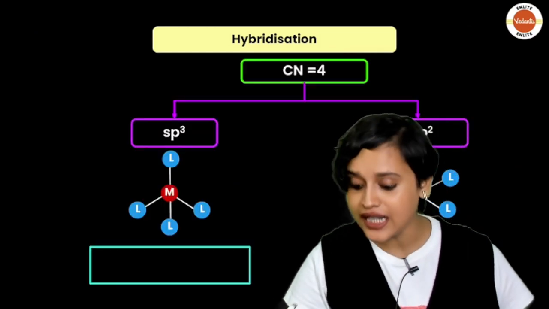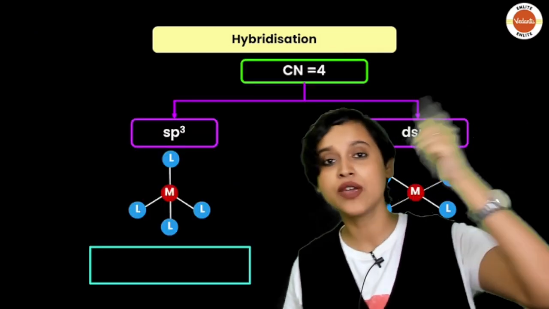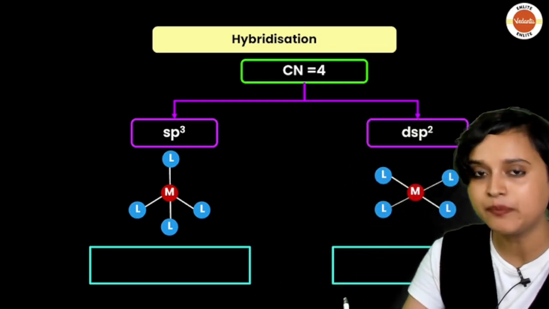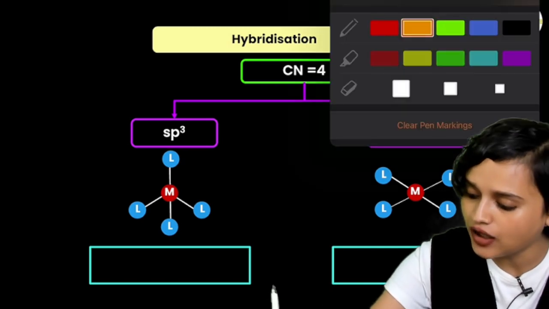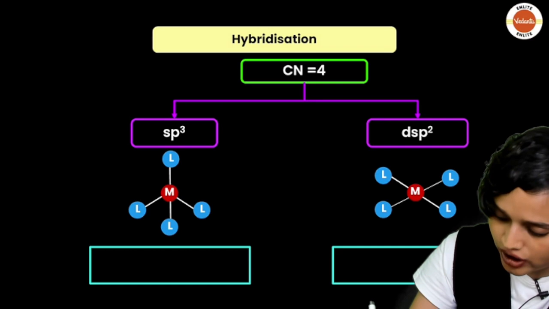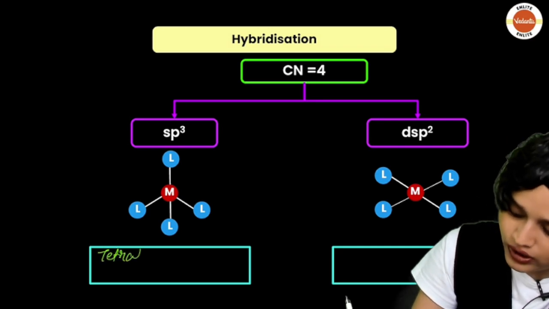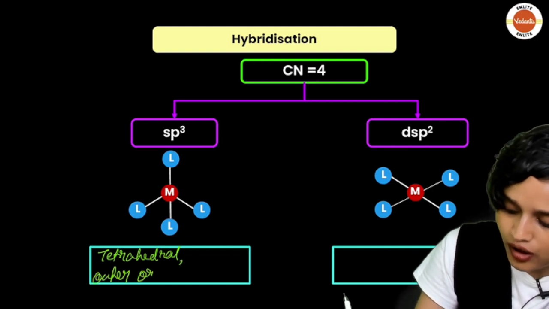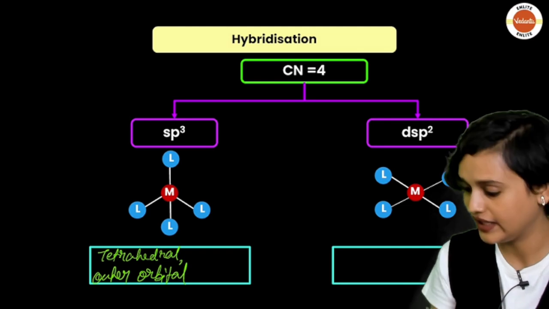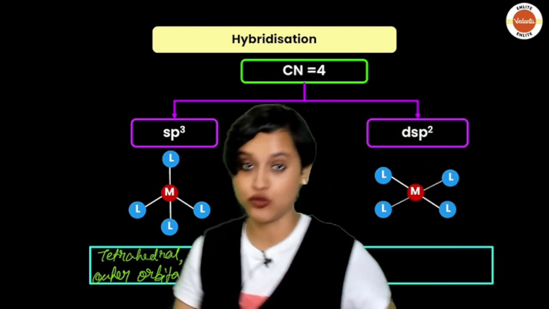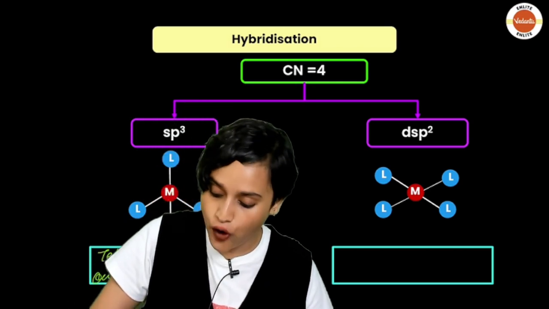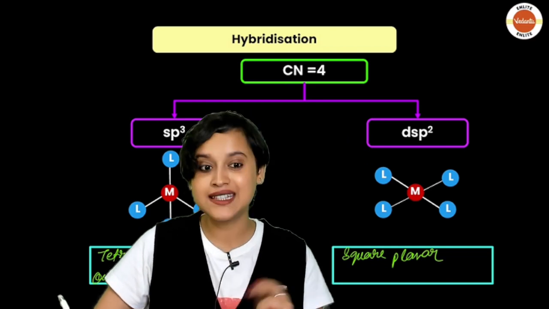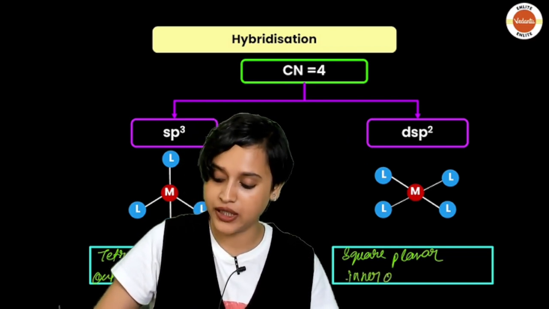Now with this note, we are done with coordination number 6. Now we have to take a look at coordination number 4. For coordination number 4, you have sp3. If it is sp3 hybridization, the shape that it forms, as we know, is tetrahedral. And this is, my dear students, your outer orbital complex. But if it forms dsp2, the shape is square planar. And this time, it is going to be an inner orbital complex.